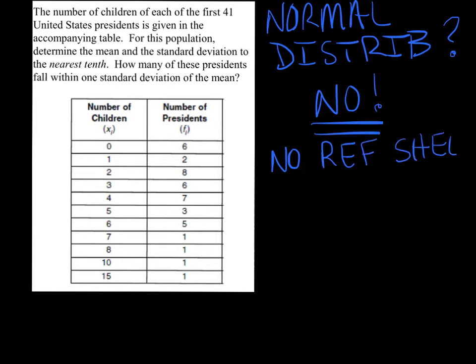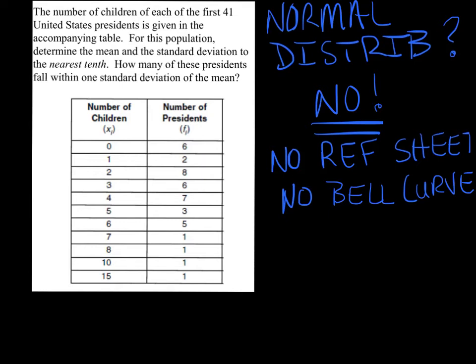I want to really emphasize this so that we don't get snake bitten on the test here, which means no bell curve. And really put some exclamation marks on that. If they don't tell you the data is normally distributed, no reference sheet, no bell curve. So what do we do? Well, we do what we did a couple days ago in class.